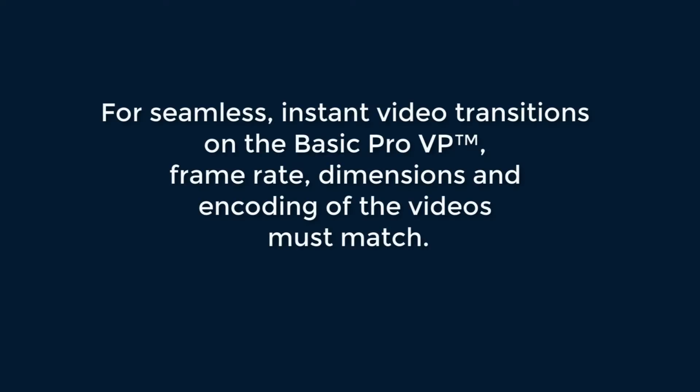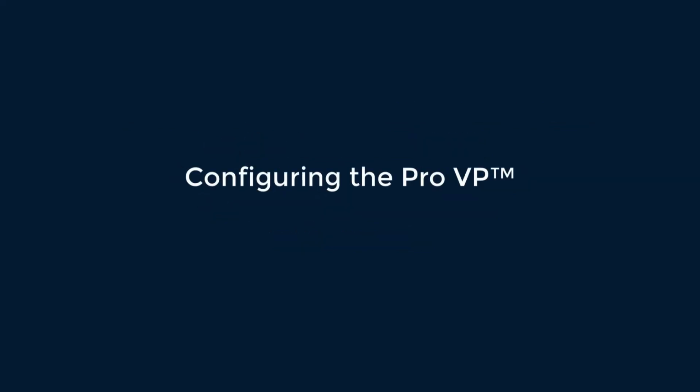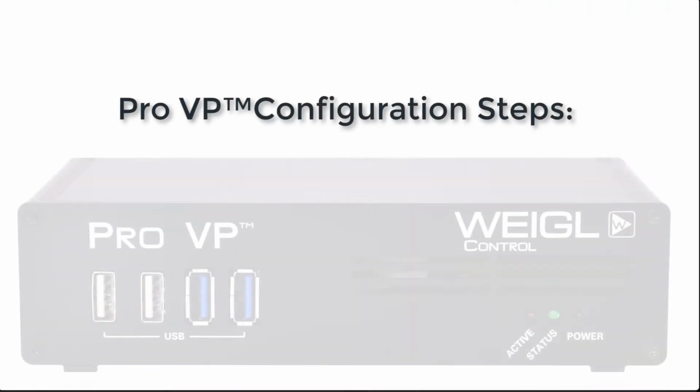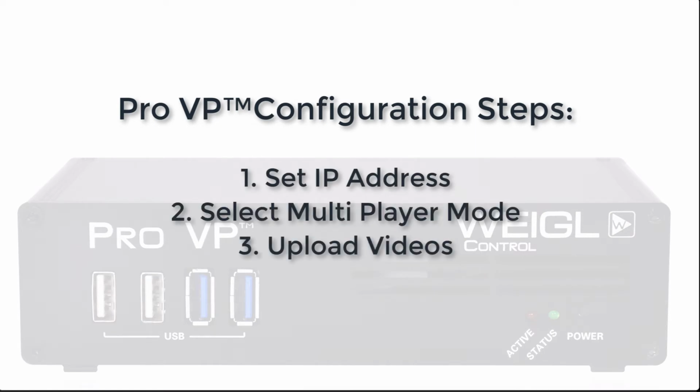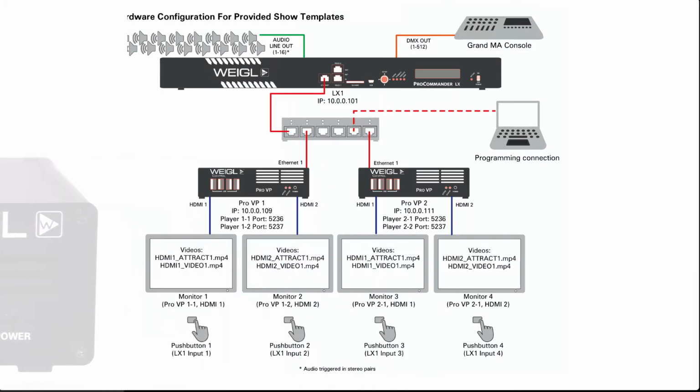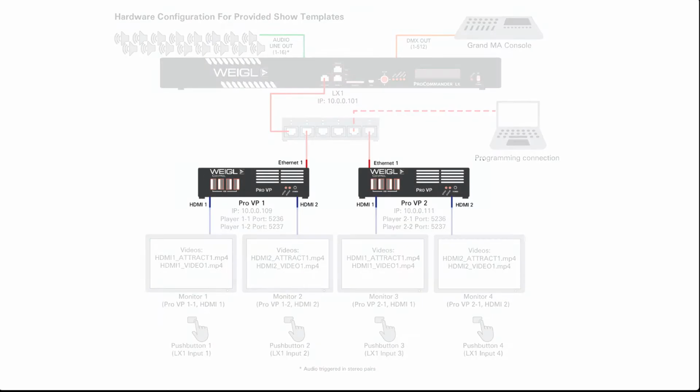One other note regarding videos. For seamless instant transitioning on the basic ProVP model, the frame rate, dimensions, and encoding of each video must match. Otherwise, a few frames of black may be present between videos. I'm going to quickly overview the steps involved in configuring the ProVPs for the provided project templates. Each ProVP player will need to be configured for IP settings, switch to multiplayer mode, and you'll also need to upload your videos. I will outline this in context of the templates and sample media we've provided for a single LX with a two ProVP configuration.